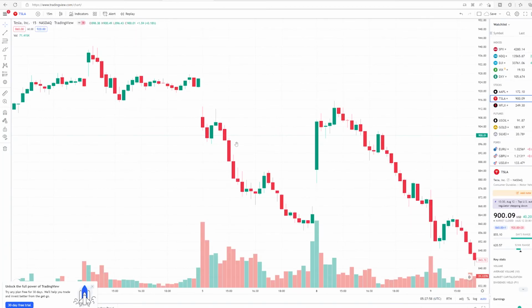So once again, back to the main image. Green is bullish. It means it opened lower and it closed higher. Red is bearish. It means it opened higher and it closed lower. Green is the stock's going up. Red means the stock's going down.